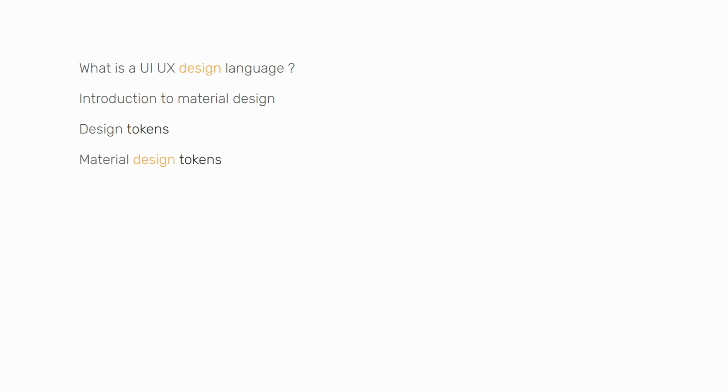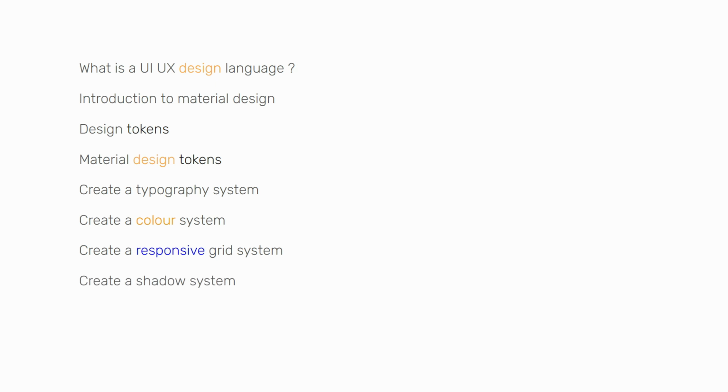Then, when we understand what design tokens are, the next thing will be for us to understand what material design tokens are. And when we understand what material design tokens are, we are going to learn how to create a typography system using material design. When we learn how to create a typography system using material design, we are going to see how to create a color system using material design. Now, after we create a color system using material design, we are going to create a responsive grid system and a shadow system using material design. And finally, we are going to see how to use material design to create components. So this list is an overview of all we are going to cover in this course.